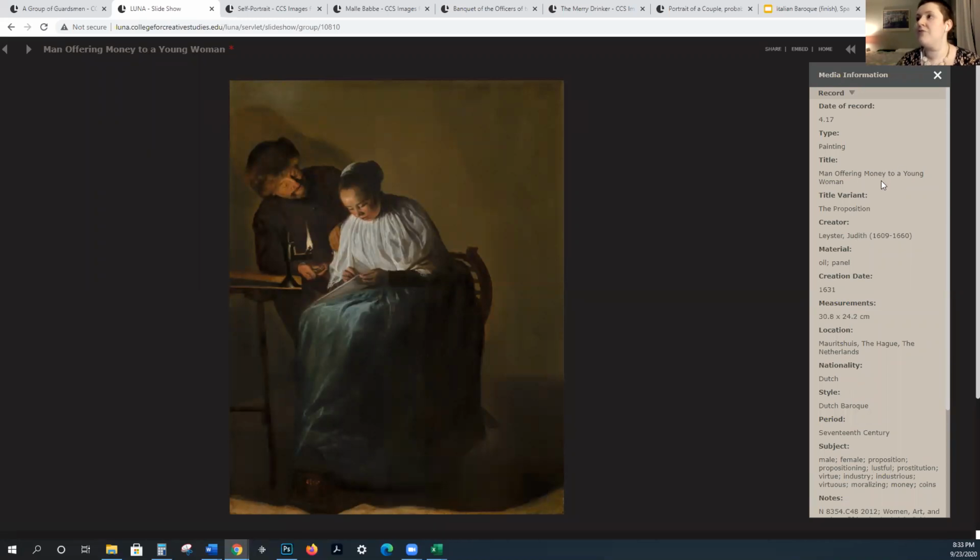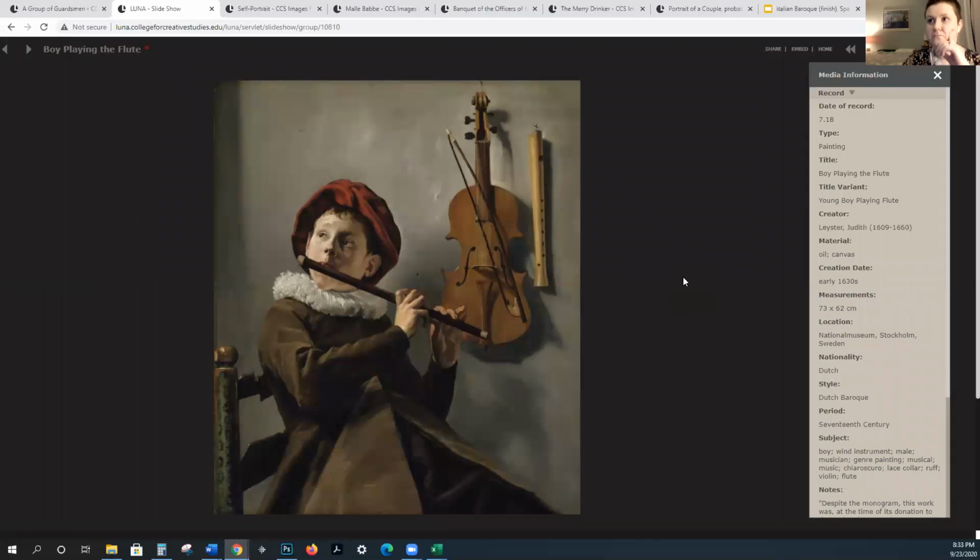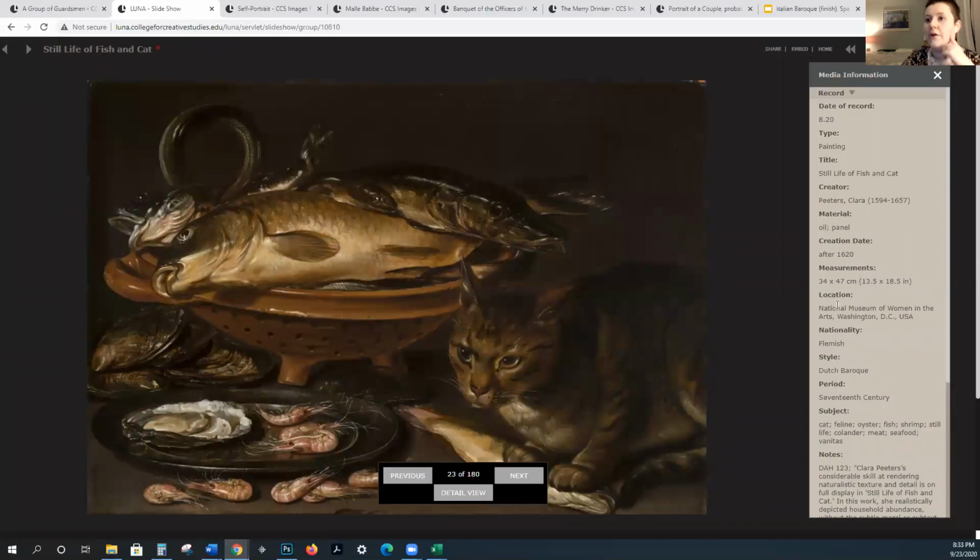So again, that moralizing element comes into play. This is a man offering money to a young woman, or the proposition. And so here we have a woman who's very modestly working on needlework. She is displaying what a virtuous woman should do, and she's ignoring the man offering her money in exchange for sex. So this is something to which you might aspire. Okay, lots of great work.